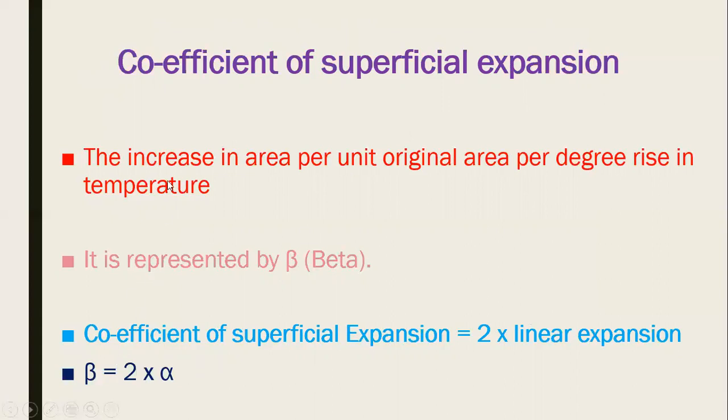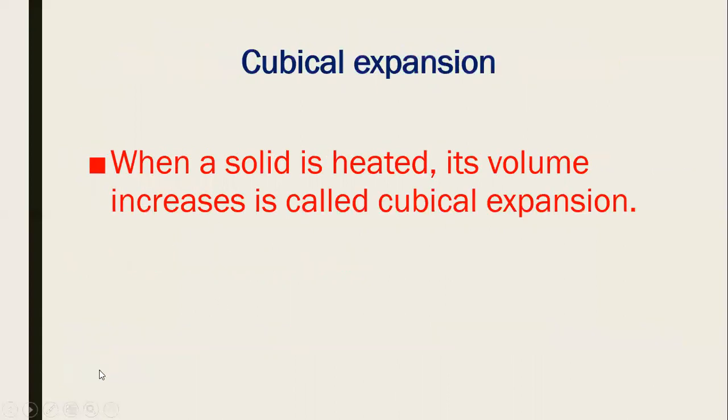So the first one is the change in length per unit original length per degree rise in temperature. Here it will be the increase in area divided by the unit original area per degree rise in temperature, and beta will be equal to 2 into alpha.